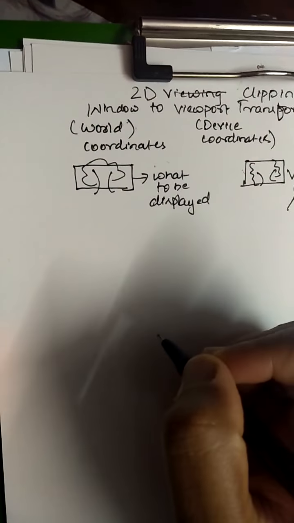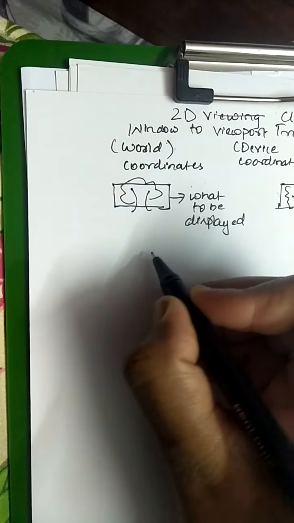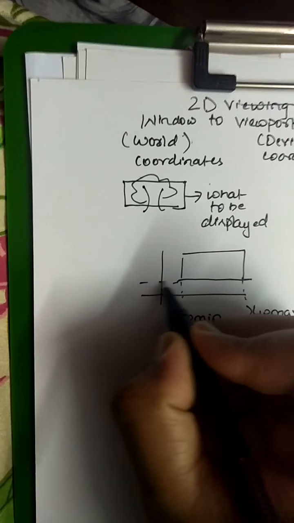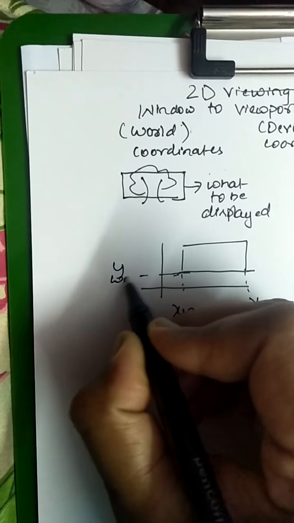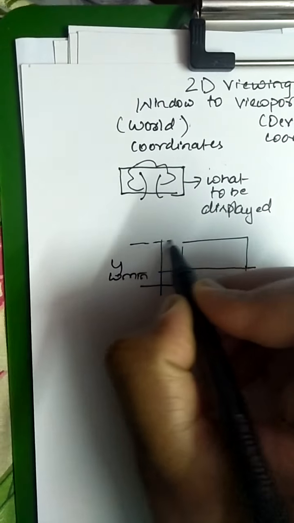Now let us take a small example. With respect to the window, consider this is my window. I'll take this as XW min and this as XW max, and this as YW min and this as YW max. Assume I have an object here. This is with respect to world coordinates.